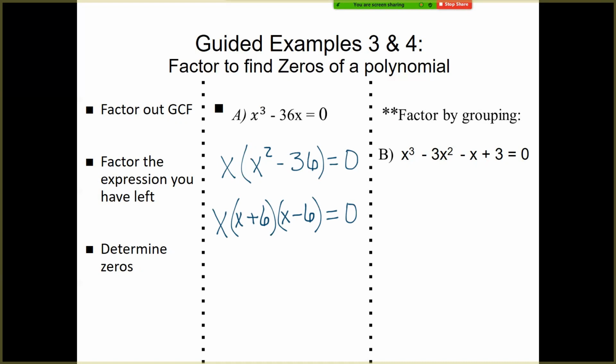Nope, I'm going to set them all equal to 0. I'm going to have x equals 0 for this term. For this term, if I set x plus 6 equal to 0, I get an answer of negative 6. And when I set the third one equal to 0, I get positive 6. So 3 answers: 0, negative 6, and positive 6.